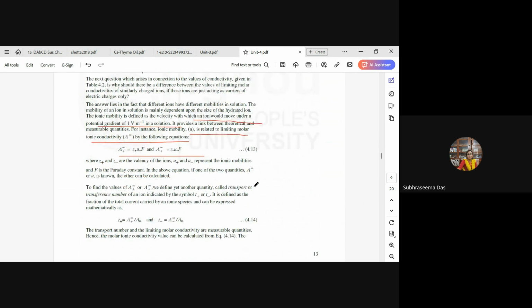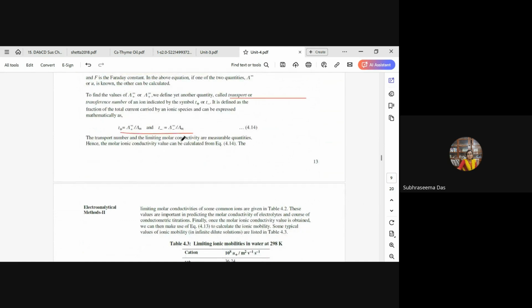Now, to find the values of lambda infinity, there is also another constant quantity that has been defined. It is called the transport number or transference number, written as T plus for the transport number of a cation and T minus for the transport number of an anion. Mathematically, it is defined as T plus is equal to lambda infinity by lambda m, and T minus is equal to lambda infinity by lambda m. Thus, the transport number and the limiting molar conductivities are measurable quantities.